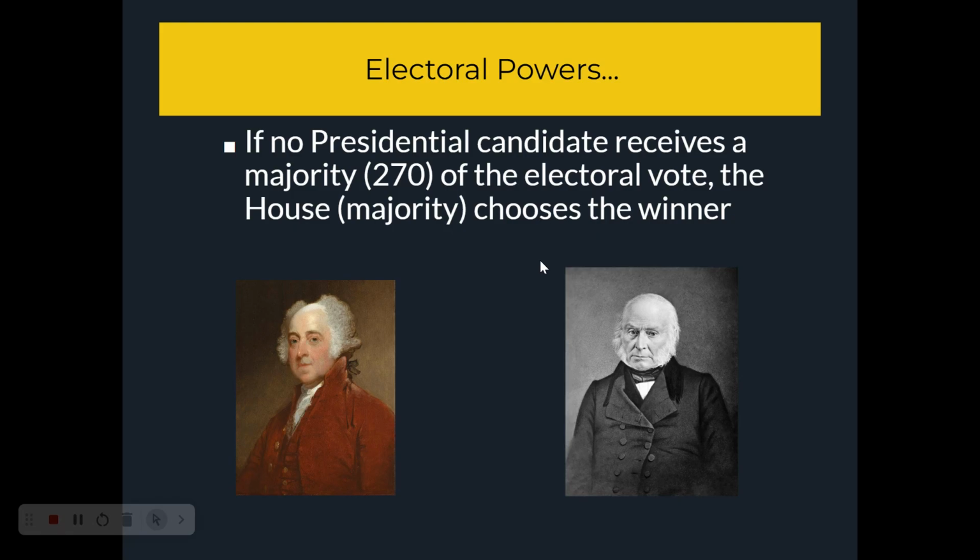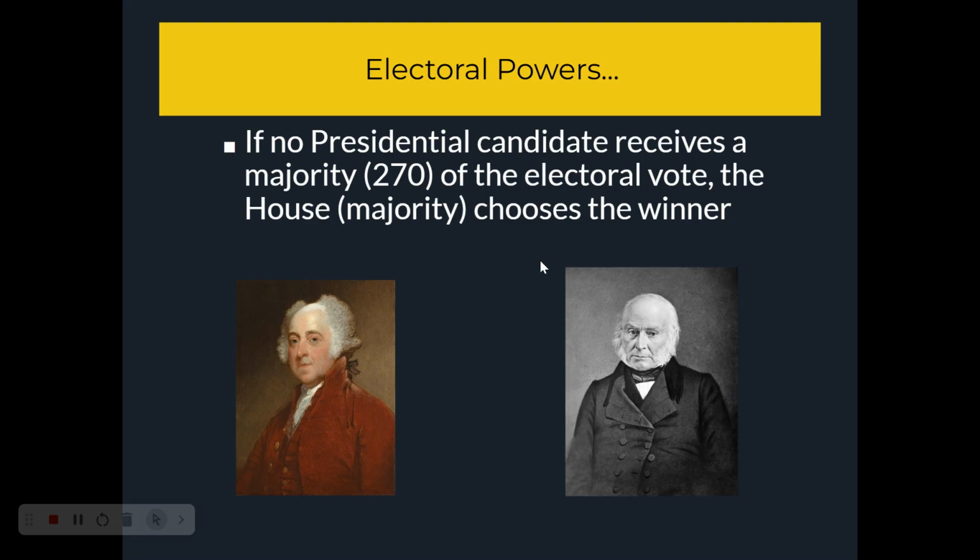And that's a majority. That's 51% of the available electoral votes. So it's not enough to have more than the second place finisher. You have to have more than the second place finisher, and you have to have at least 270. Now, the likelihood of nobody getting 270 is pretty low.